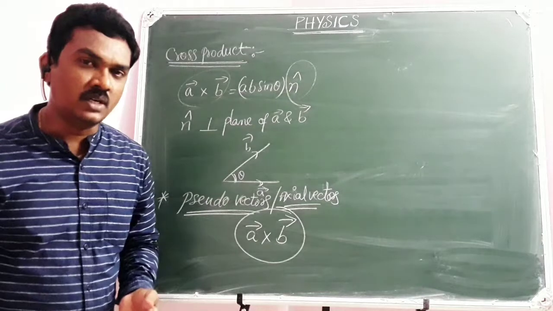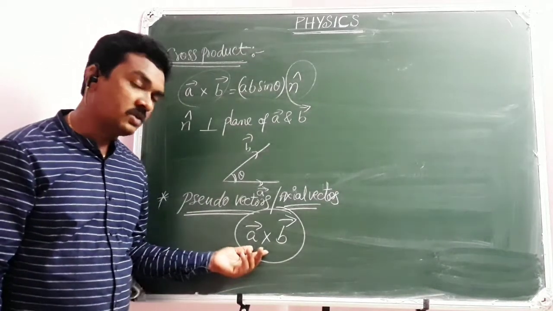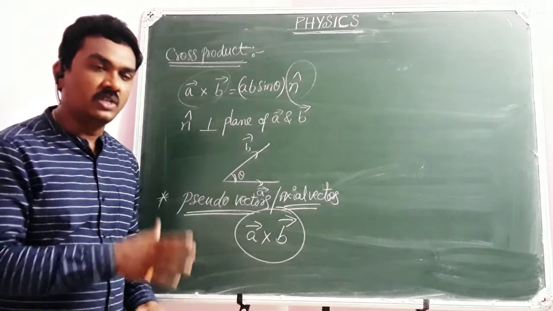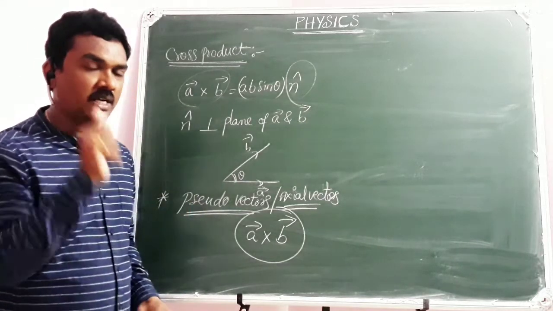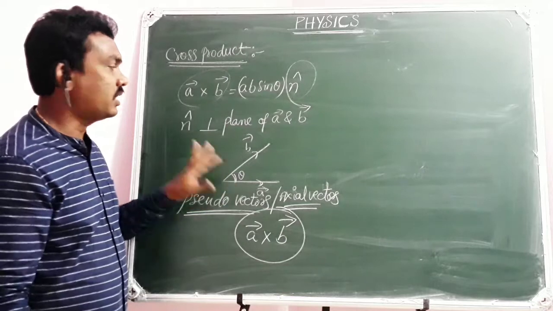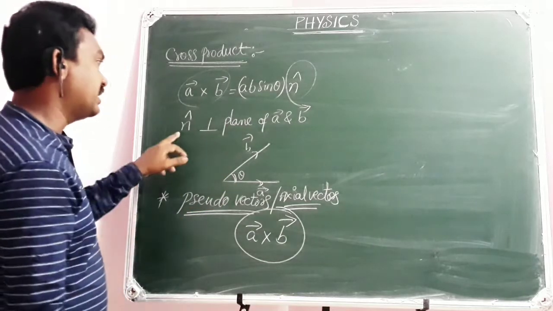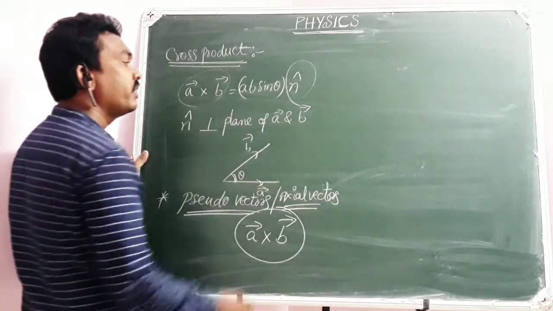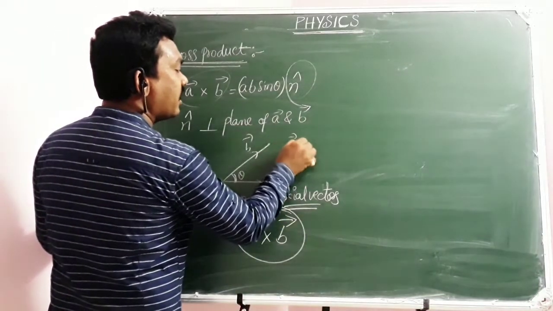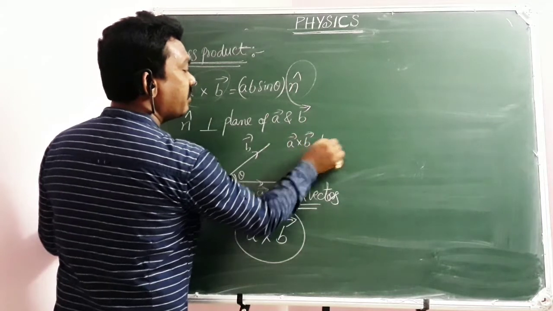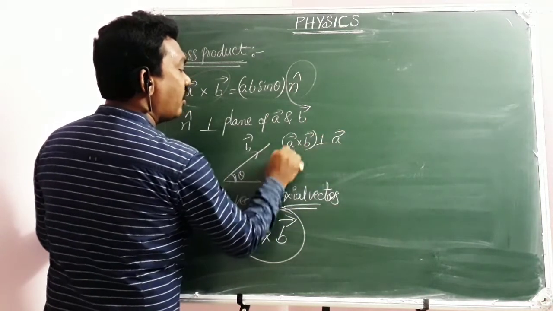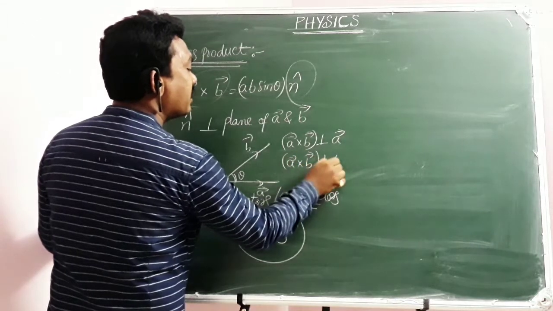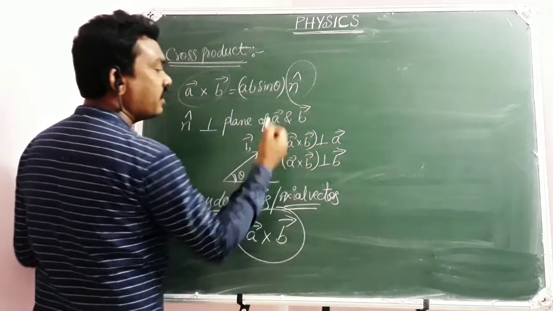Whatever vector physical quantities can be obtained through cross product, they are pseudo vectors or axial vectors, whose direction will be given by the right hand rule. This is what you need to understand. That's the reason why n bar is perpendicular to the plane of a bar and b bar. a bar cross b bar will be perpendicular to a bar, and also perpendicular to b bar, because it is perpendicular to the plane of a bar and b bar.